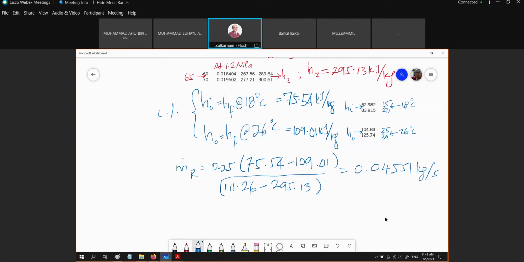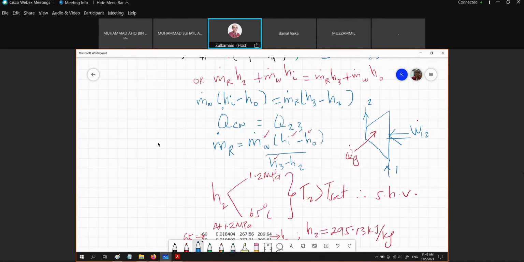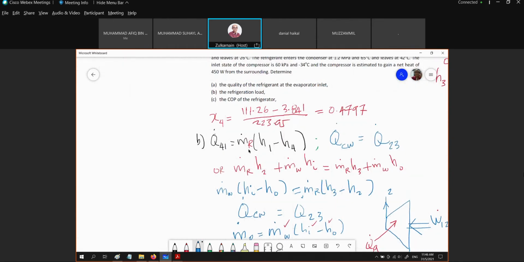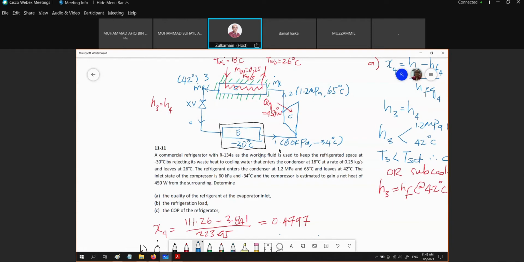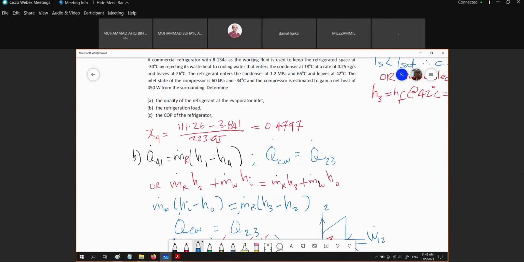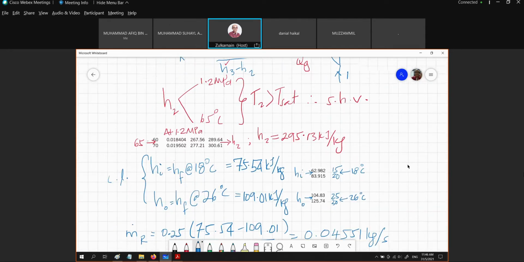Now only we are going to look for the H2. Remember, the question is asking for Q41. So we already have the m dot r, then H1 minus H4. Do we have the H1? Look, guys, we don't have H1 yet. So we need to get the H1.